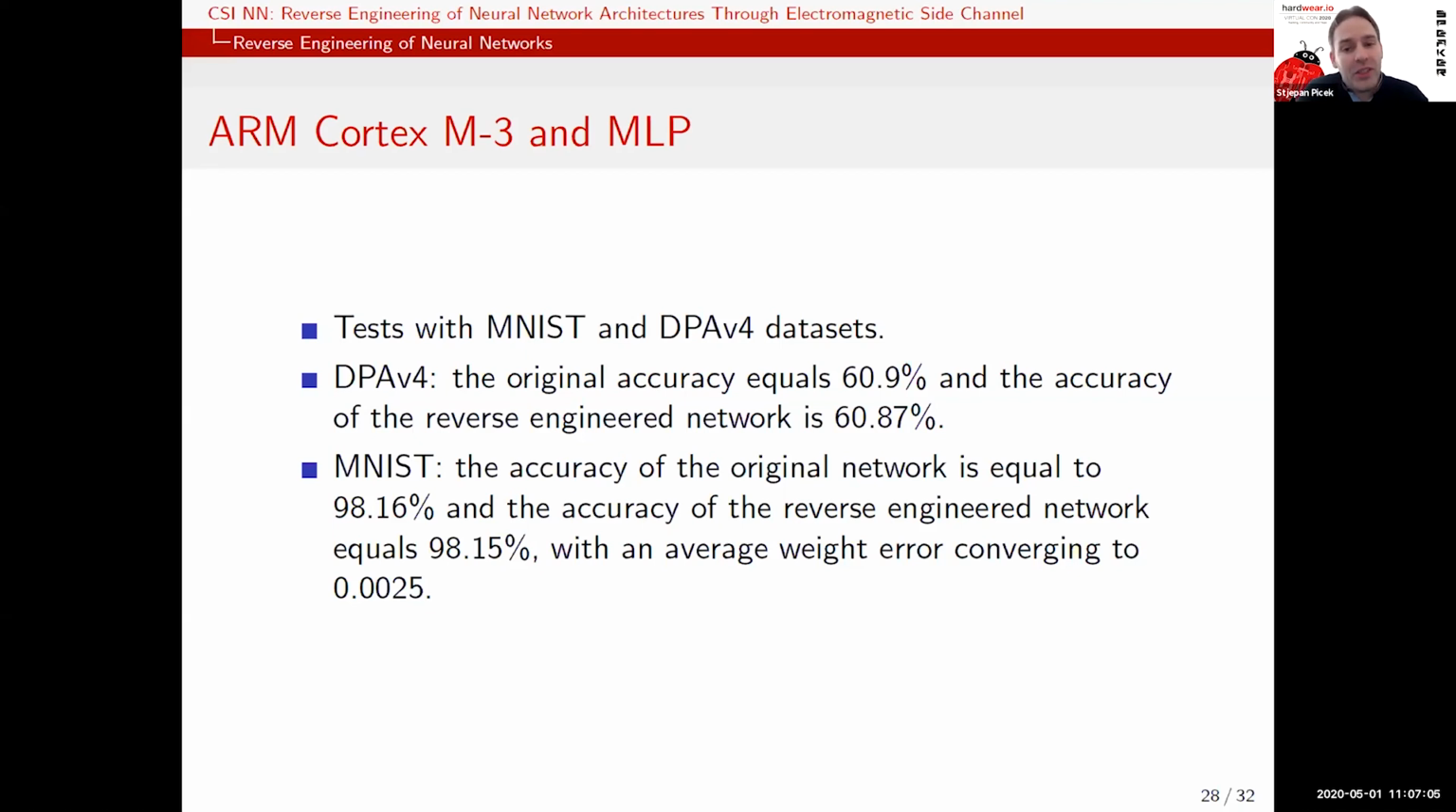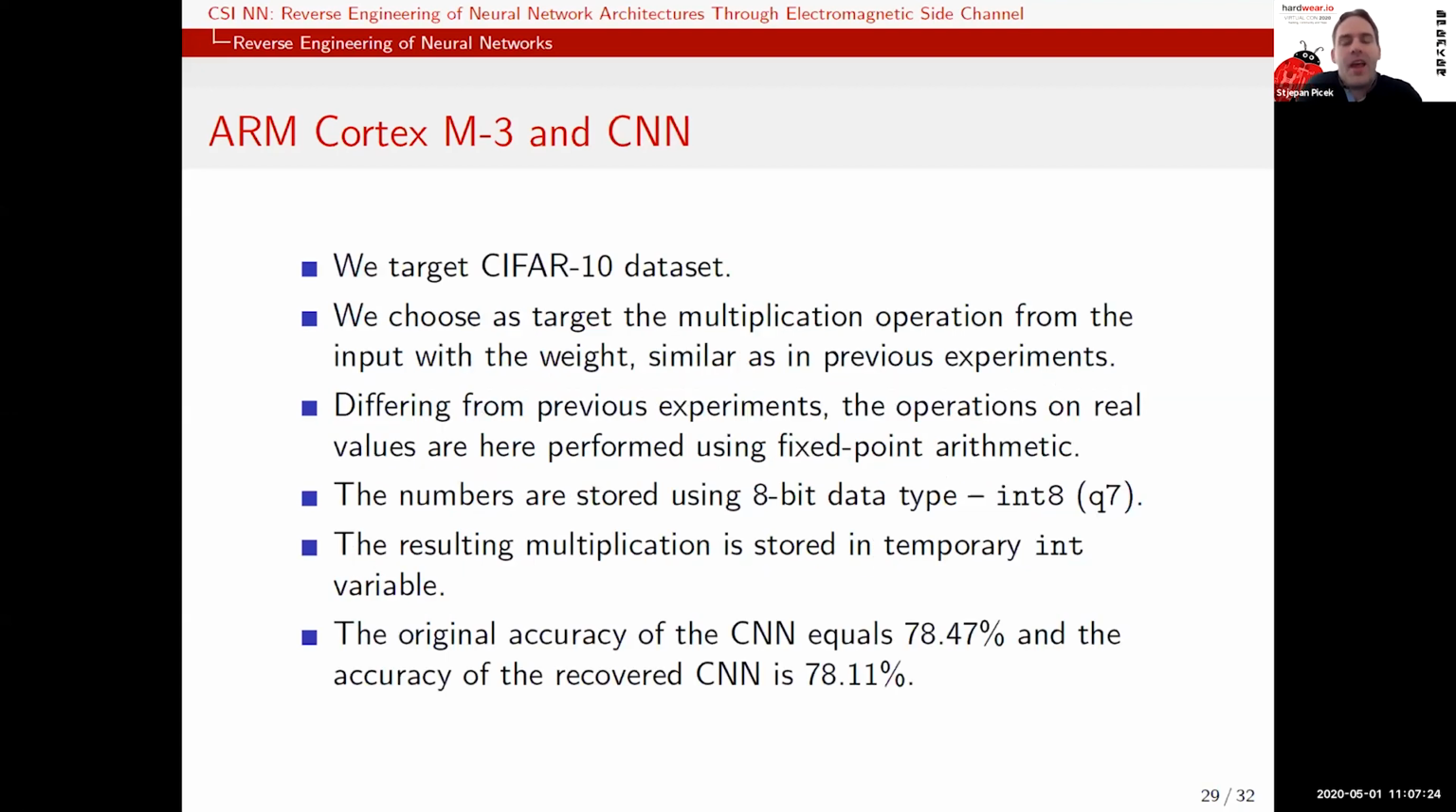Similar for MNIST. So the original one, 98.16%, reversed 98.15%. So average weight error was basically converging to 0.0025. So extremely small error per every weight. And then one would say, fine, this is a multilayer perceptron, but can we do something more serious, something more exciting, like a convolutional neural network? And we also did experiments there.